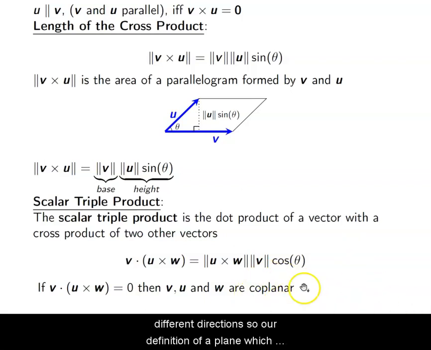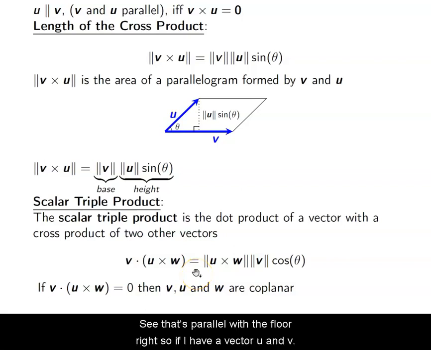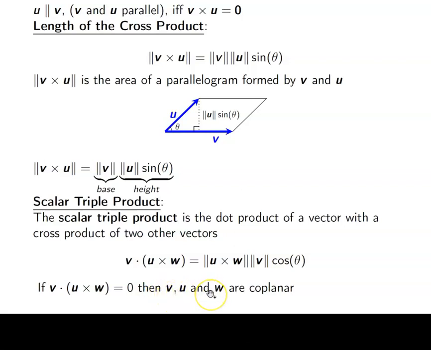So our definition of a plane, which we'll talk about later, has all kinds of different representations. There's not always just a flat sheet that's parallel with the floor, right? So if I have a vector u and v, maybe there is a plane that they both lie in. If the scalar triple product is 0, then that third vector is basically a linear combination of the other two vectors. Okay, I can make v out of those vectors u and w most likely. So they lie in the same plane.